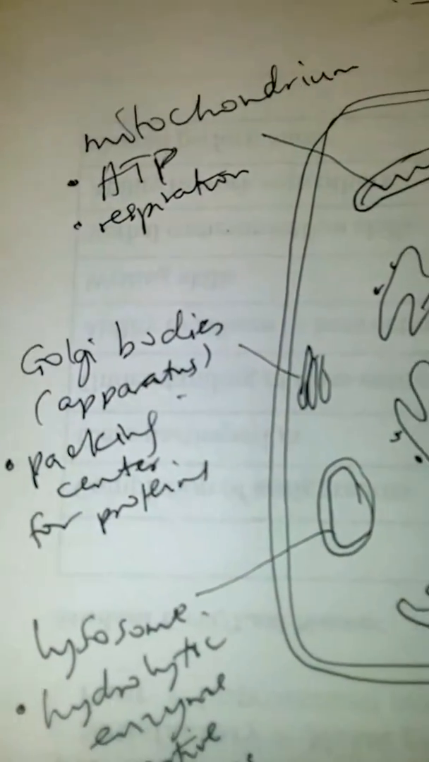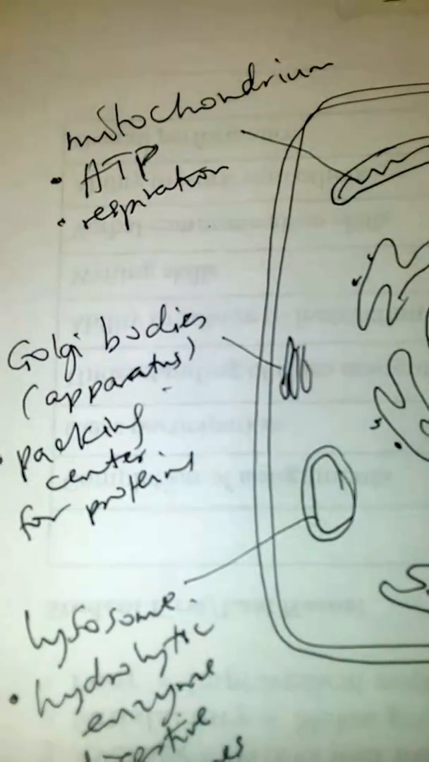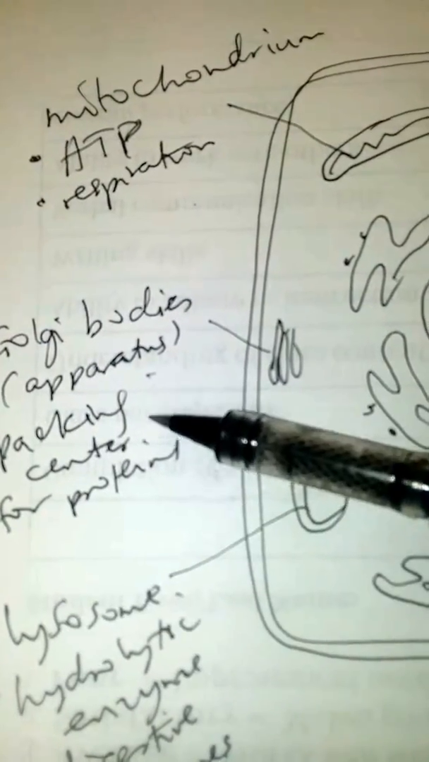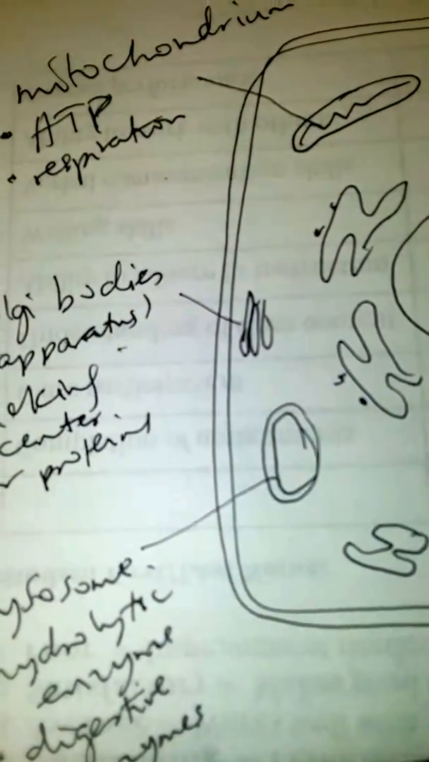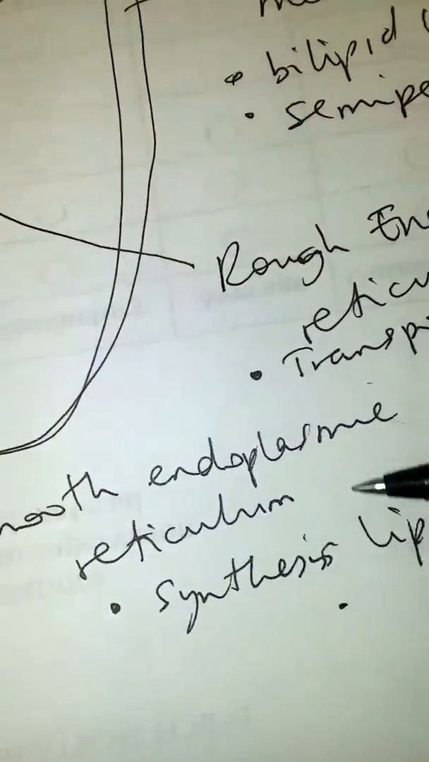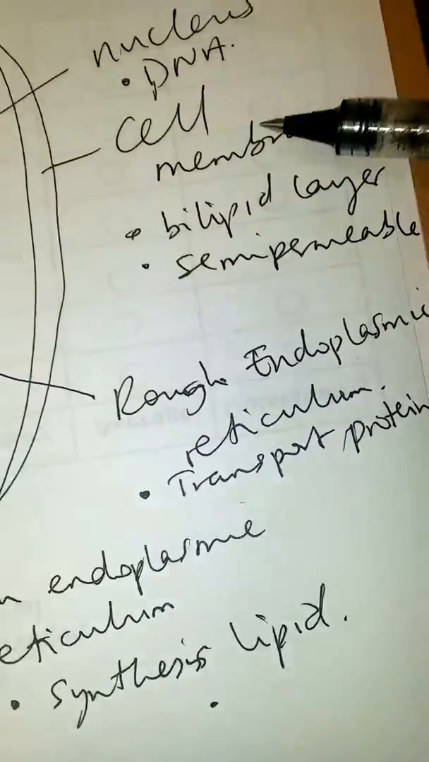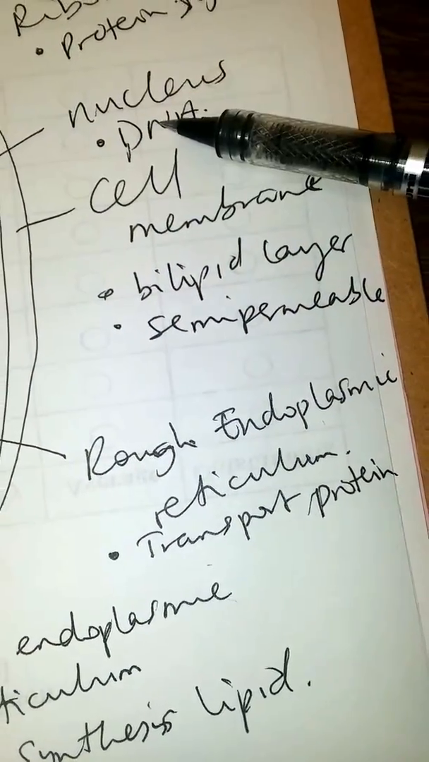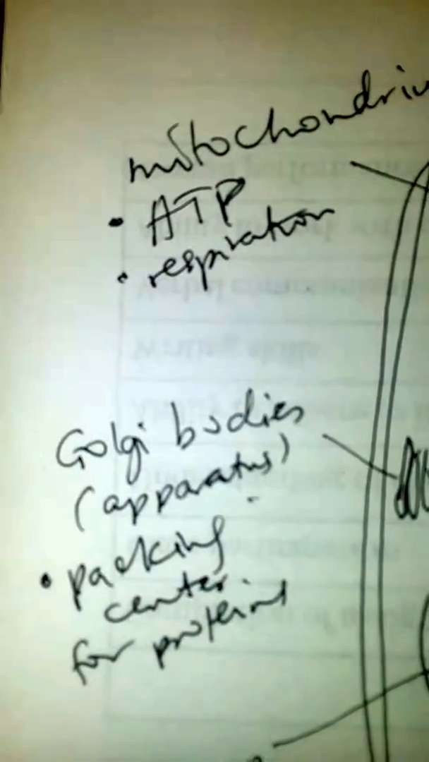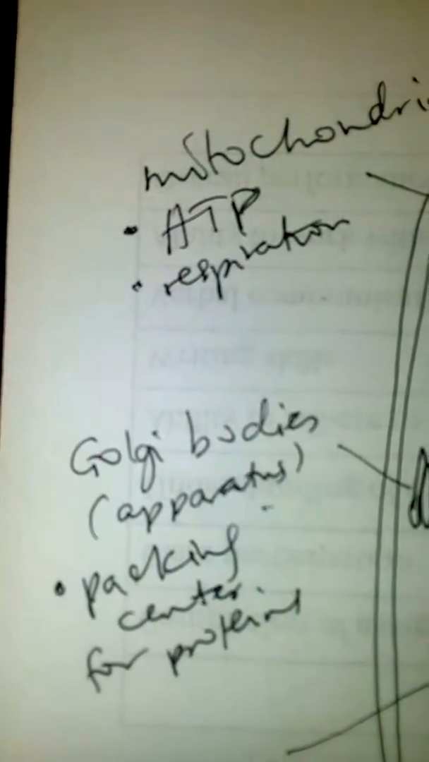All right. So this is how you can remember the basic structure of the cell for your exam. Okay, Golgi apparatus, packaging of proteins, lysosomes, hydrolytic enzymes, endoplasmic reticulum, synthesis of lipid, rough endoplasmic reticulum transport protein within the cell, ribosomes, protein synthesis, nucleus, DNA, mitochondrion has to do with respiration, ATP. Remember these basic things for questions on the cell structure and function.